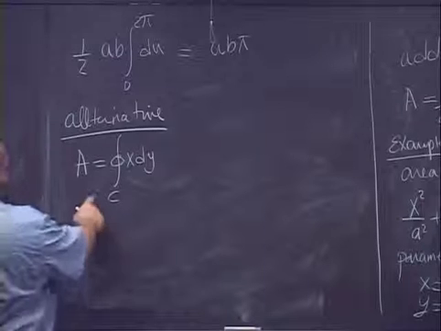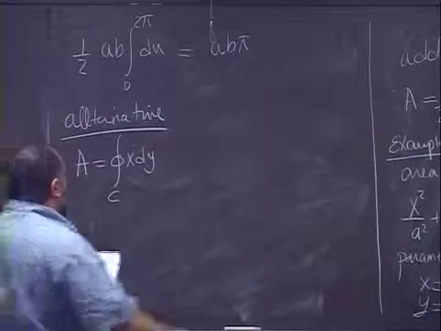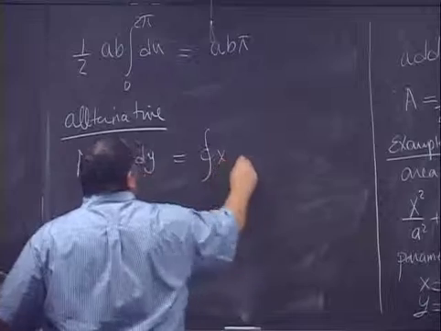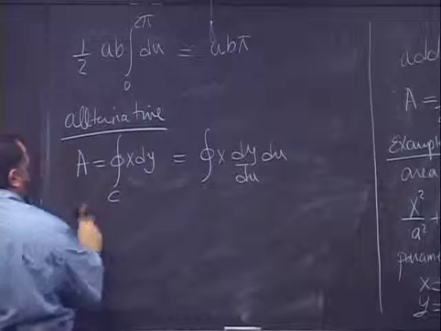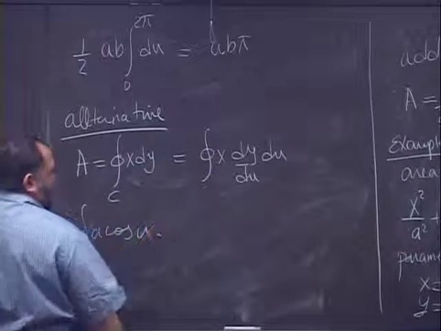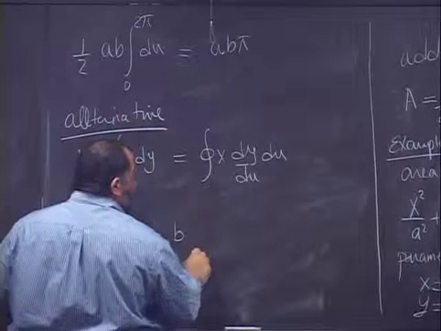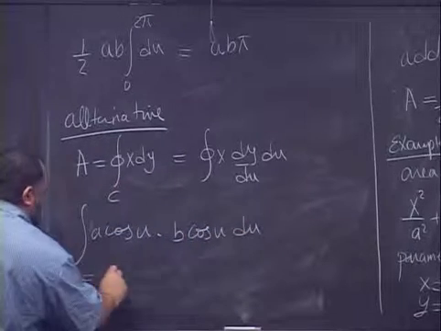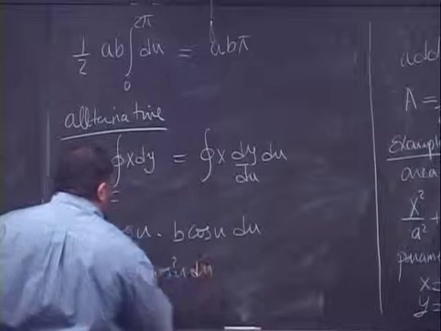So let's assume that we will use only one of those formulas to see if we get the same results or not. So what's x now? I can write it as x dy/du. So again, what's x? a cosine u, and dy/du is what? b cosine u du. So this will give you ab, the integration of cosine squared u du from 0 to 2 pi.